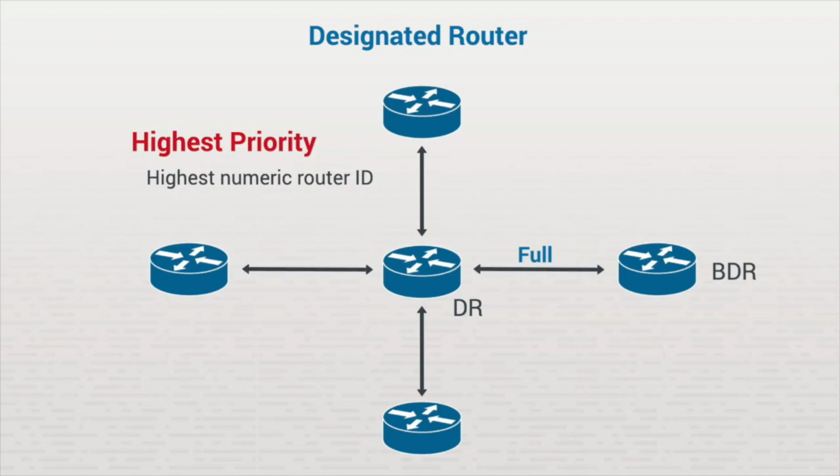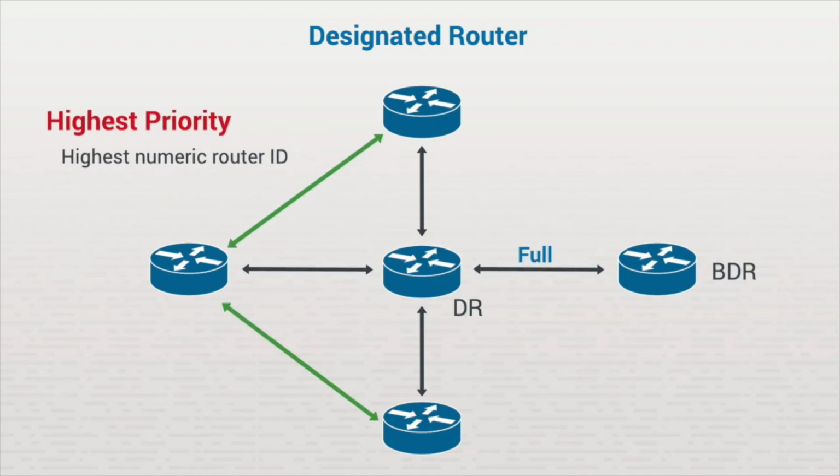The routers that aren't the DR or the BDR don't communicate directly with each other. They know that they're neighbors, but they don't exchange database information with each other. They're not in a full state. They stay in a two-way state, and they only exchange database information with the DR.